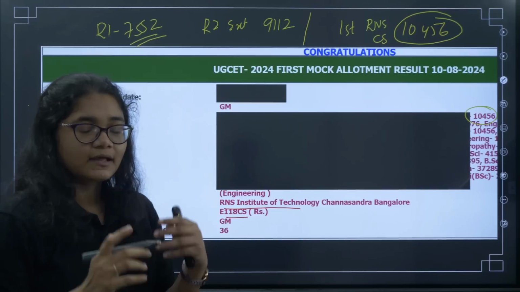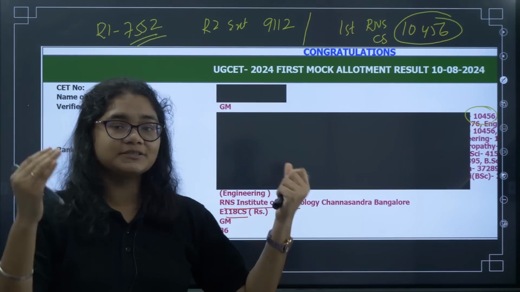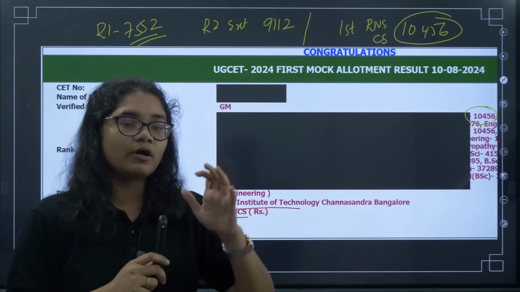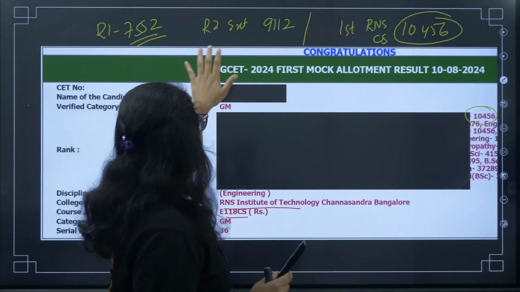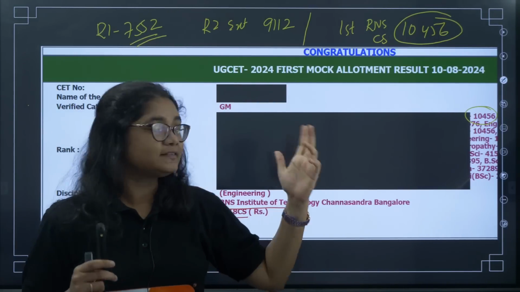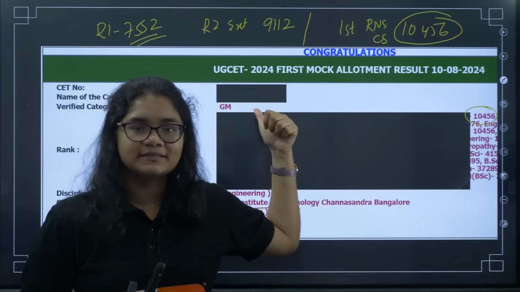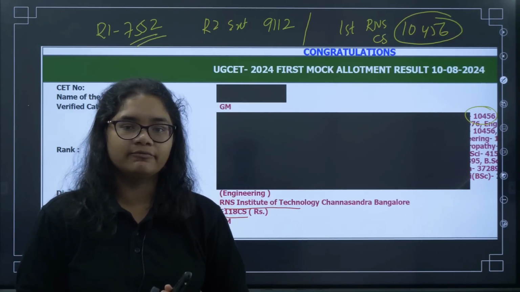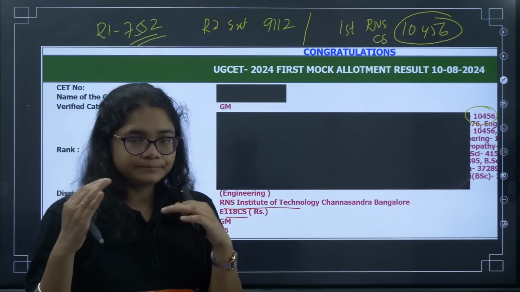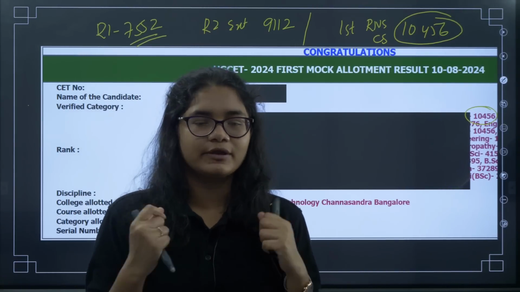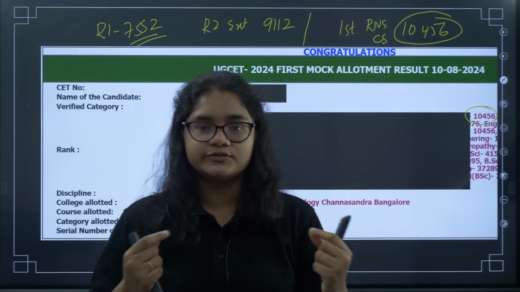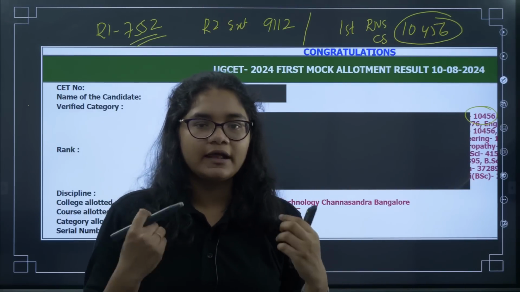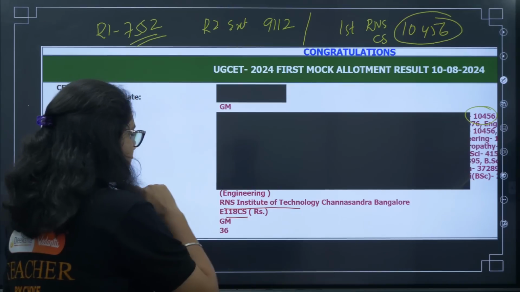So what we can say, the cutoff for this particular branch and course has gone down by 3000. Last year if you had got 10,000 you would not have got that seat, but this year you are able to get it. That is because of the fall in the cutoff, right? So like this you can analyze the cutoff. You can see for a particular college and course what has been the trend in the cutoff and compare it with last year.